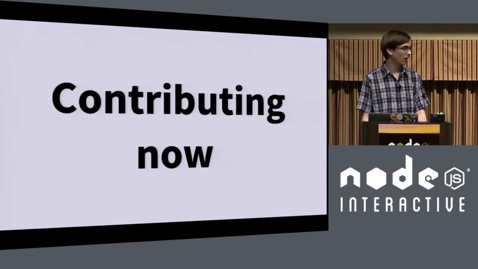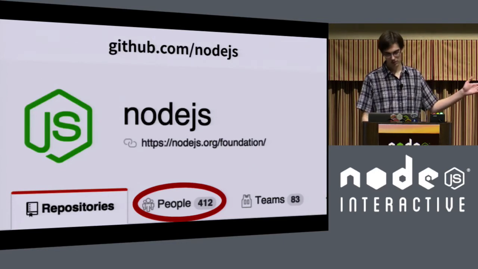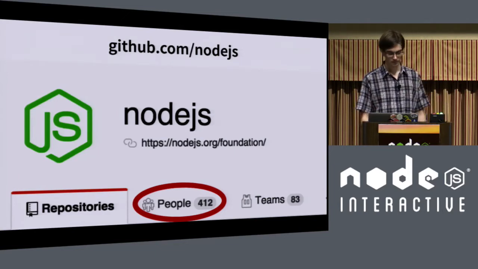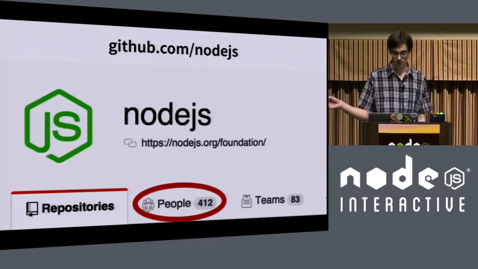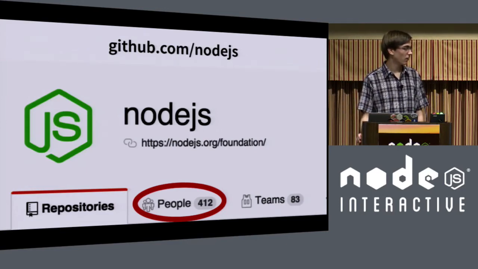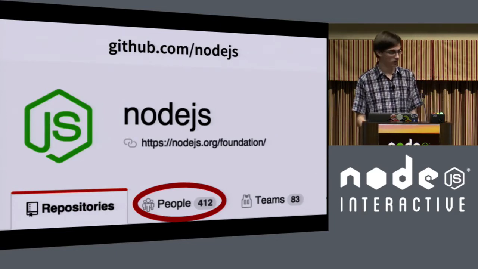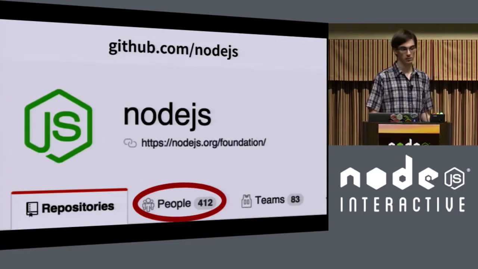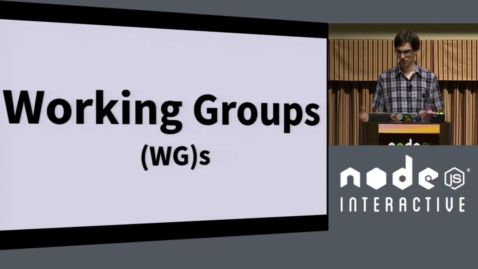So, contributing now. In github.com/nodejs, the Node.js project, if you look at this slide, down at the bottom I've highlighted in red that there are actually 412 people who are now in the project in some form or capacity helping out. The Node.js GitHub org houses core and all of the working groups and everything surrounding Node.js as a project.